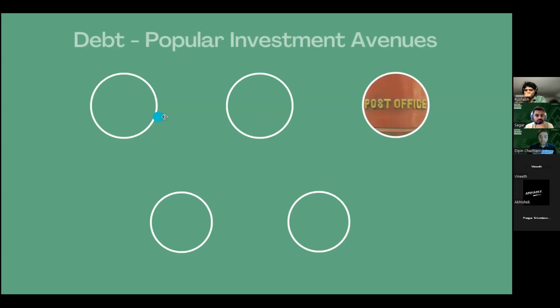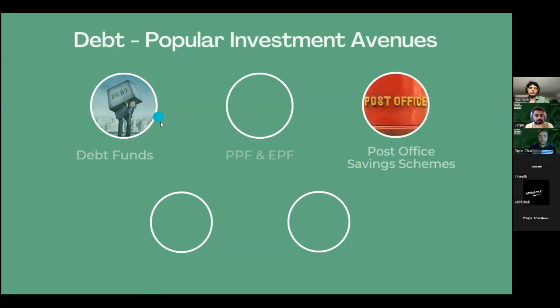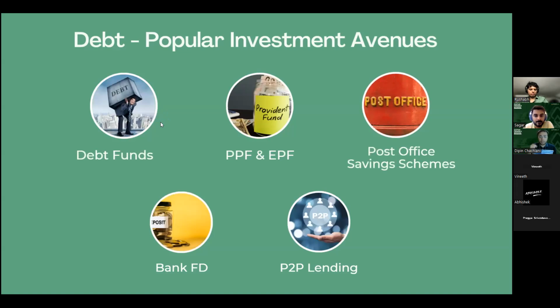Some of the instruments through which you can invest in debt products are very simple: debt mutual funds, PPF and EPF, because since they invest quite a lot of money in fixed instruments, indirectly you invest in fixed instruments only when you invest in these products. And you have your post office savings schemes, bank FD, and P2P lending.